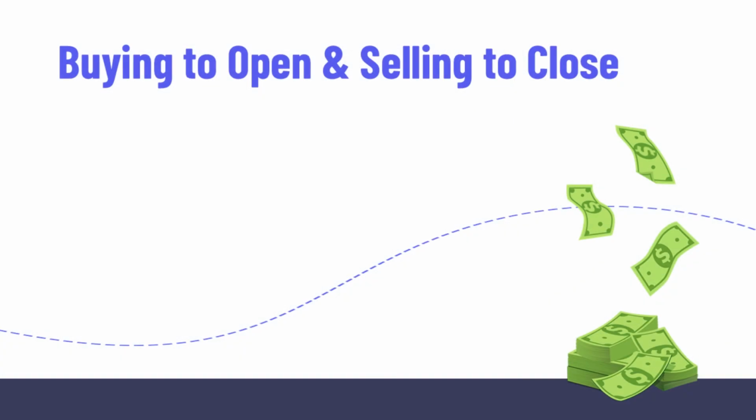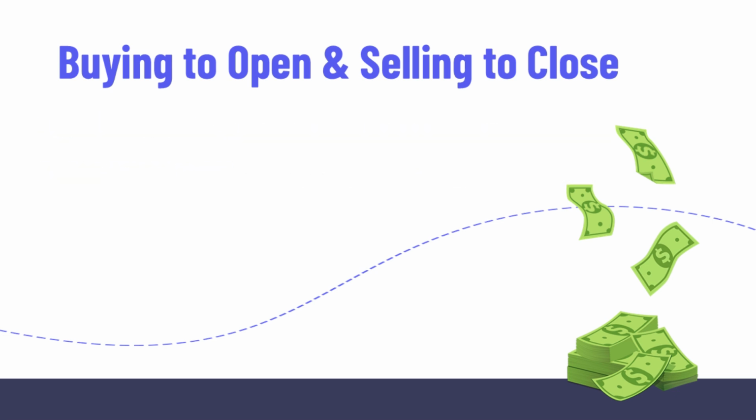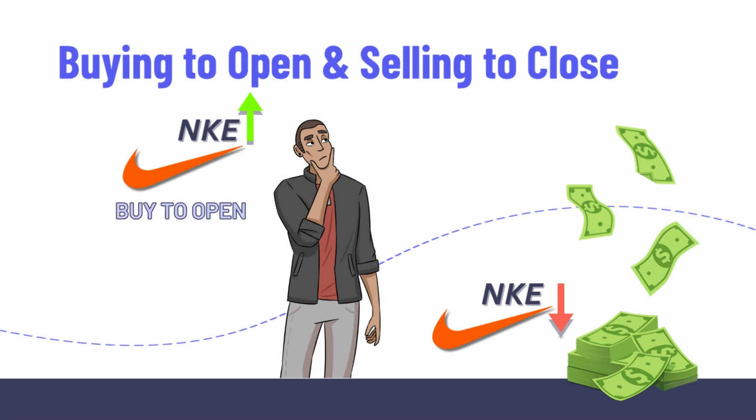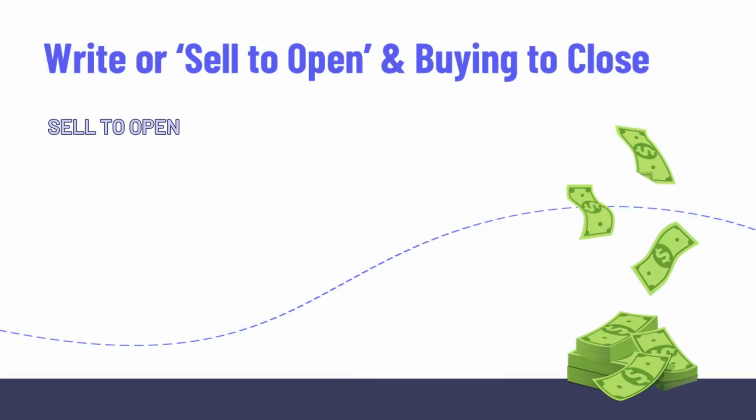Just like trading stocks, you buy to open when you want to go long or own the option contract, and you sell to close when you want to close an existing position by selling your option contract. Both actions involve making a bet on the price direction of the underlying stock. So, if you think an option price will go up, you buy it, and when you think it will go down, you sell it.